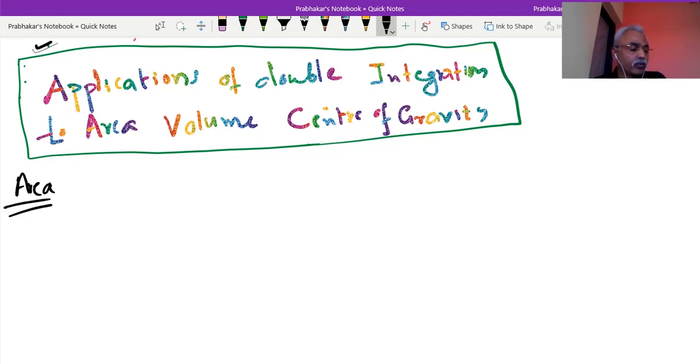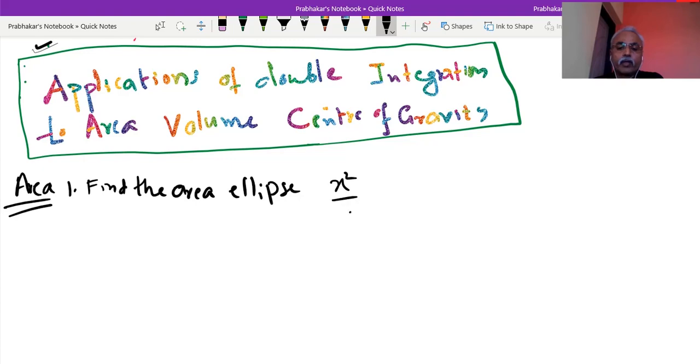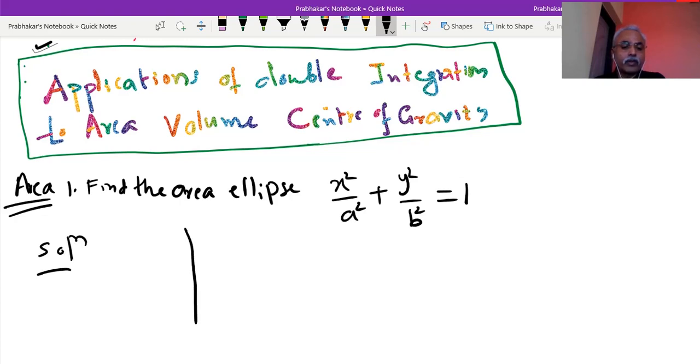This I'll be explaining through examples. Find the area of ellipse, suppose. First one, find the area of ellipse. Here, dear students, if at all you are not given the equation of ellipse, you should be able to remember it. Sometimes this equation which I am writing now may be given, may not be given. So you have to assume that if it is not given, you have to write this. Now, in the solution part, a small diagram is always necessary.